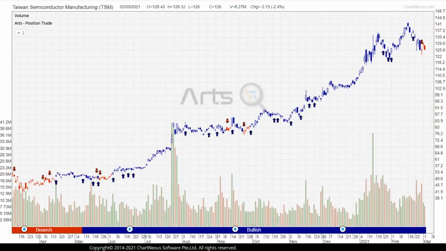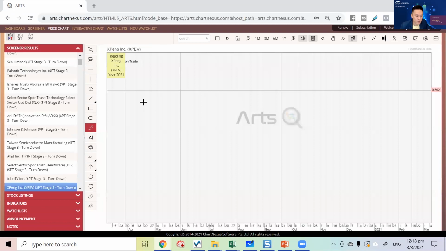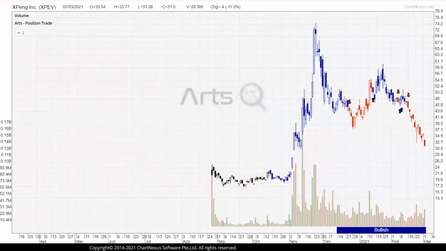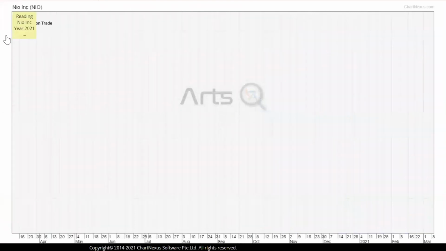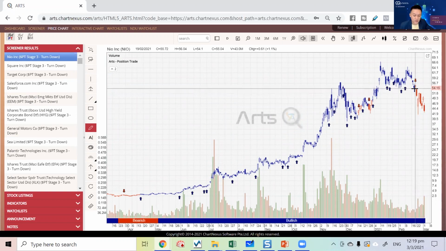Of course, right now we will say it hasn't really crashed yet, hasn't really dropped. But based on what I see here, all these, Xpeng and others, have been weak so far, which means the funds have been flowing out of the stocks. The money has been flowing out and has not come back yet. So this is how we analyze the market.